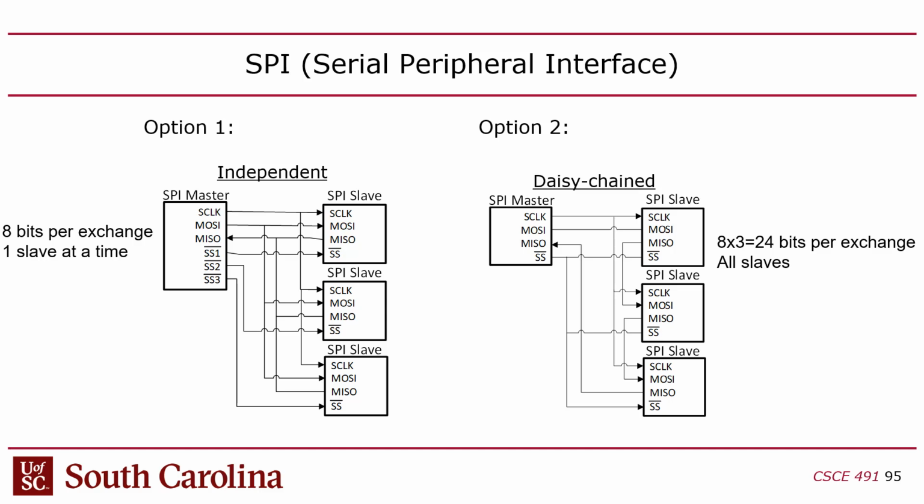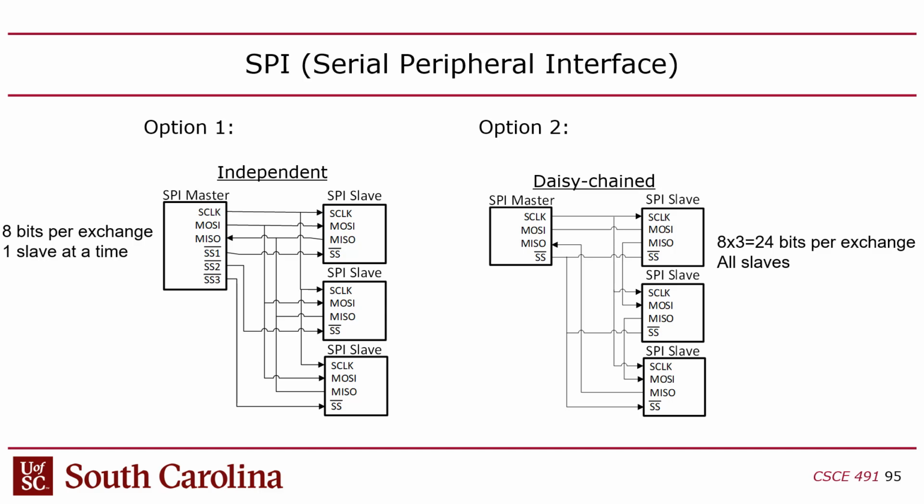So in this case, you only need to have 1 slave select. But in order for that to work, if I want to do 1 exchange, it's no longer 8 cycles per byte. It's going to be, how many? 24 cycles, right? Because I have to cycle those 8 bits through all 3. So I have to multiply. It's 8 times 3 cycles, right? So that's another option.